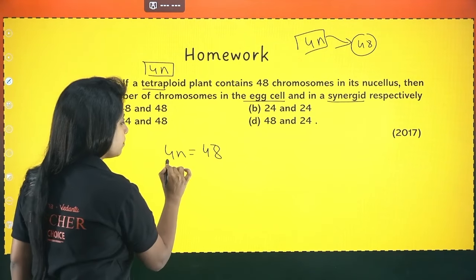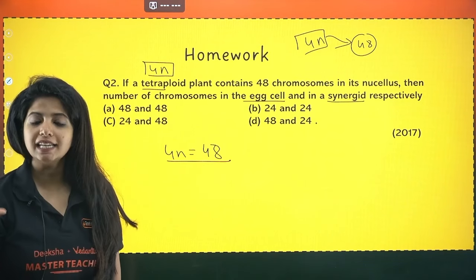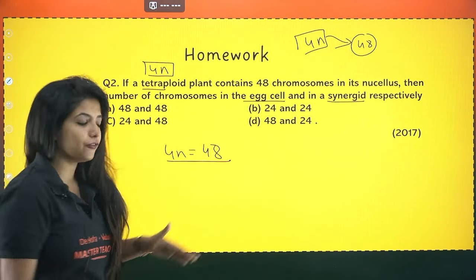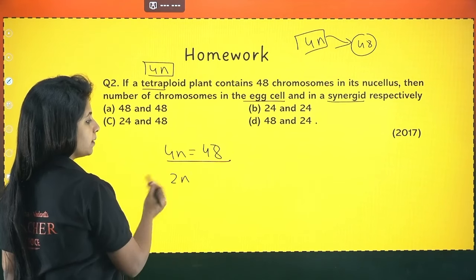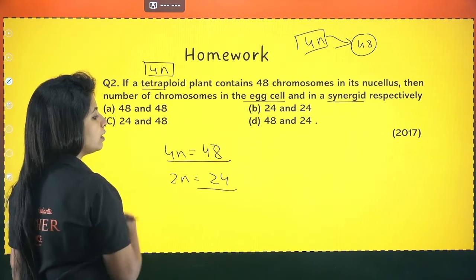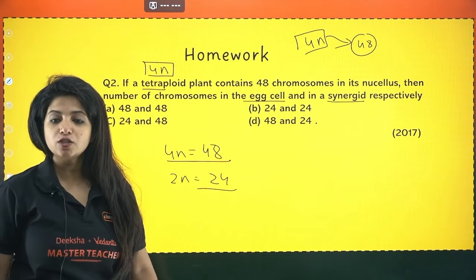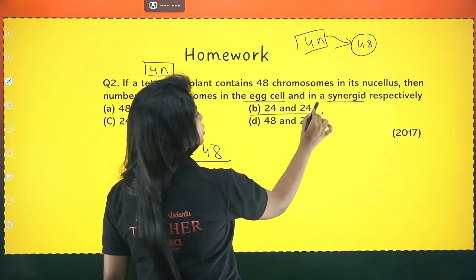Whatever number is given over here, just take half of it. You do not need to do anything else. If 4N was the normal thing, then gametes will be 2N this time. It will be half of it. So 48's half is 24. In this particular condition, you are asked about the egg cell and the synergids, and both of them are going to be 24, 24.